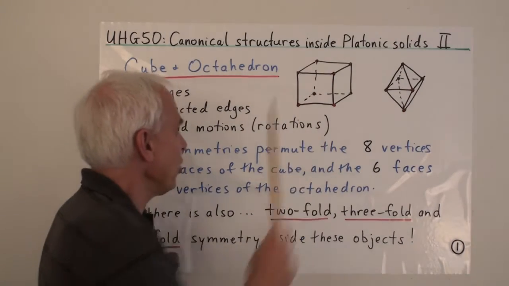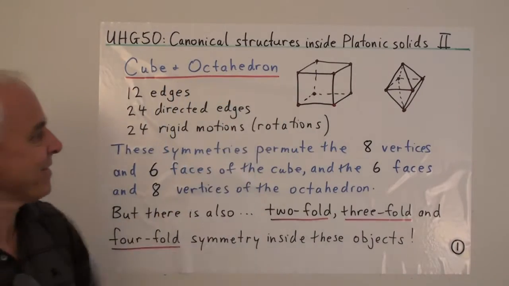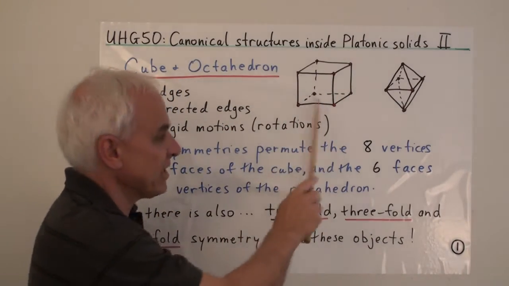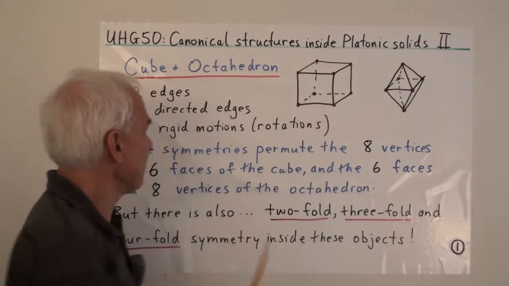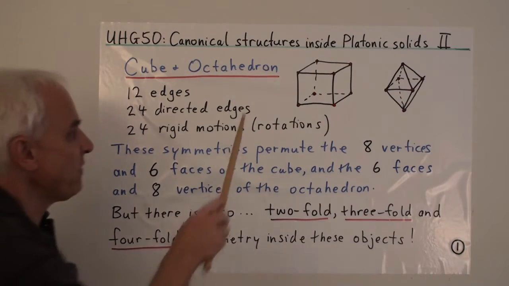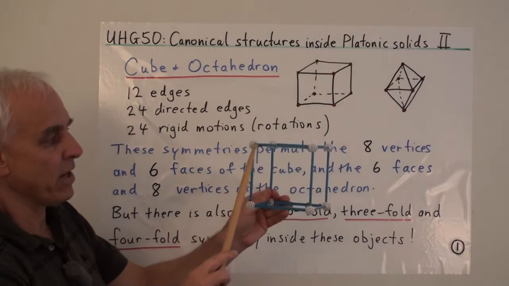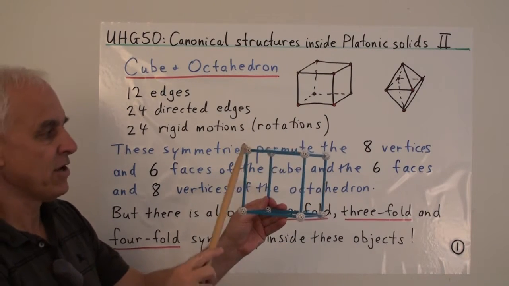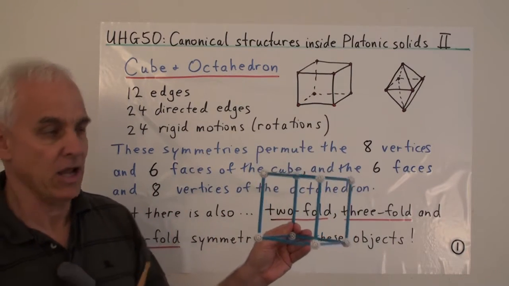Okay, so let's have a look at the cube. Very familiar object for us. Here it is. It has 8 vertices, it has 6 faces, and it has 12 edges. Now these 12 edges give us 24 directed edges. A directed edge being a situation where we take a vertex and an edge containing that vertex. You can think of that as a little vector emanating from a vertex along an edge.